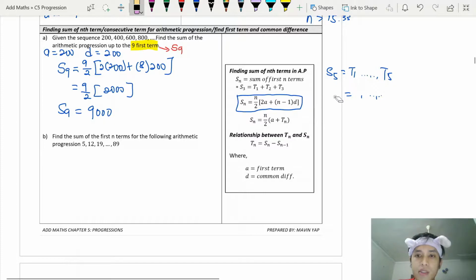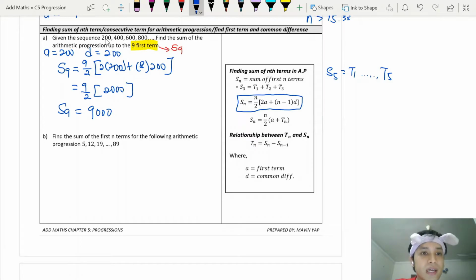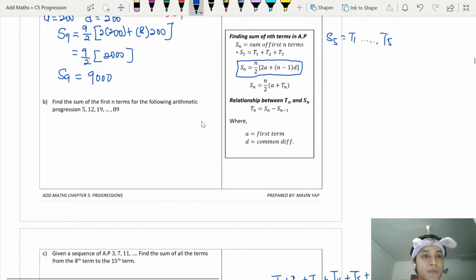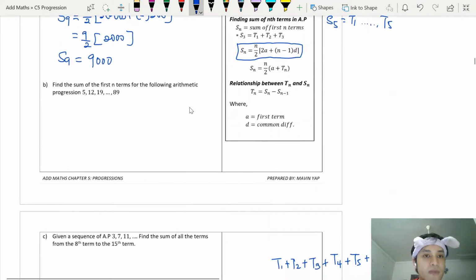So basically what it means is that if you add up the first 9 terms, the total will be 9000. I believe you can all try it yourselves. You just write out term 1 until term 9. You're going to add 200, 200, 200. And if you add up the total of 9 terms, you should get 9000. So that is the meaning of your sum, total up.